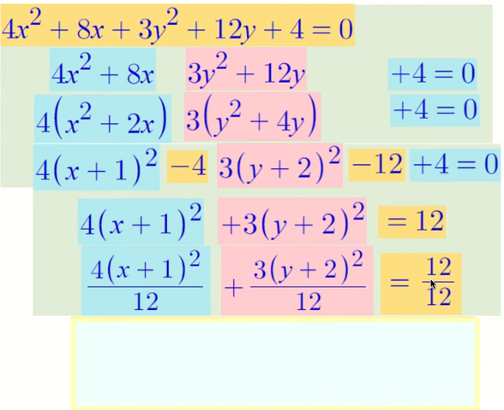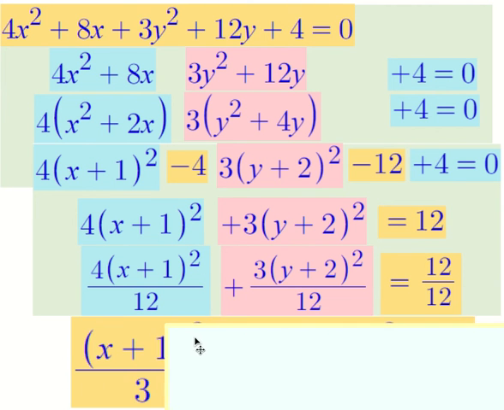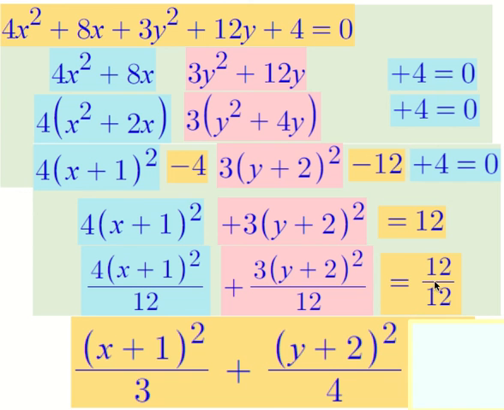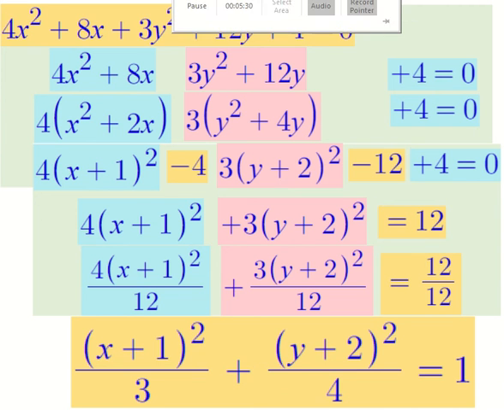Because the rule is the only thing the equation of an ellipse can be equal to is 1. So here, we're just going to simplify these fractions. The x plus 1 squared is going to stay, but 4 over 12 simplifies to 1 over 3. So that's over 3. 3 over 12 simplifies to 1 over 4. So that's 4. Then we're equal to 1. And this is how we use complete the square to determine the equation for the ellipse.